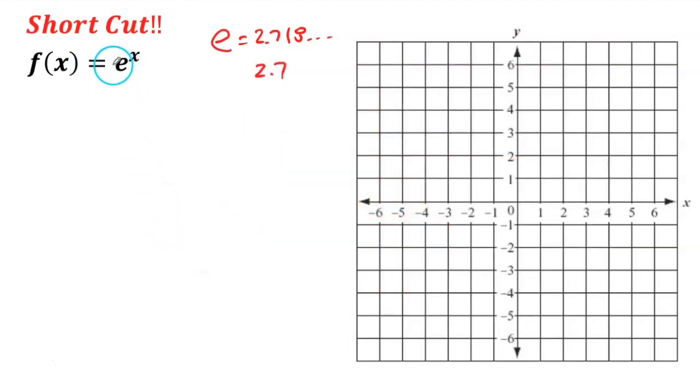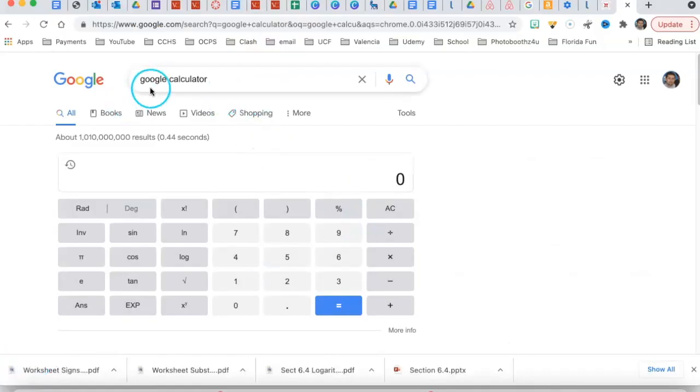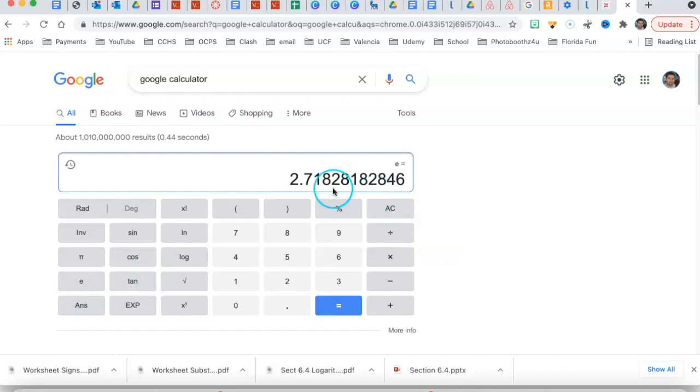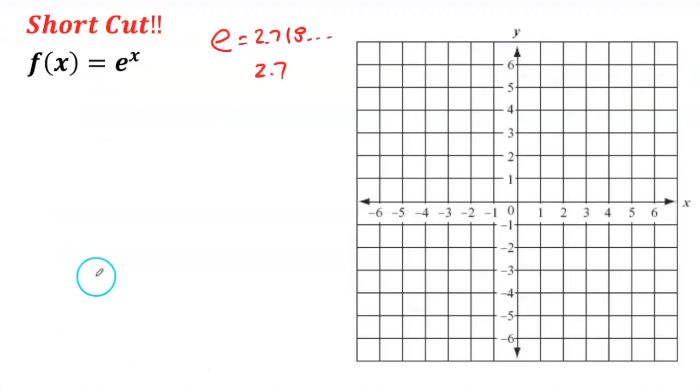So e to the x is the same thing. Our calculators have an e included on the calculator. Let's go to Google calculator, the most basic calculator. Look at that. E equal. There you go: 2.718. You see that? So e is a number. It's like the same as pi. This is an irrational number. So don't get confused because you see the e. E is the same process.